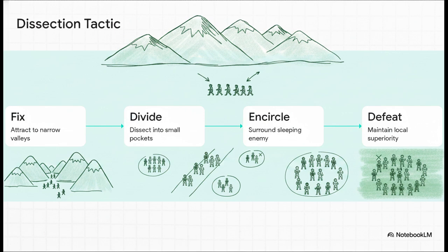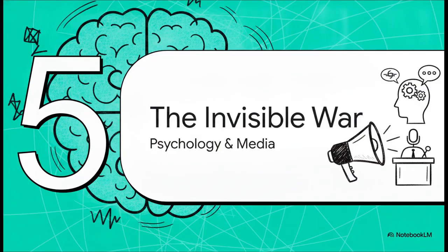We're talking 3 to 4 times the manpower in each specific pocket of battle. Divide them, surround them, and defeat them in isolation. It's like taking apart a giant puzzle, piece by piece. Let's shift gears to Section 5, the invisible war, focusing on psychology and media.